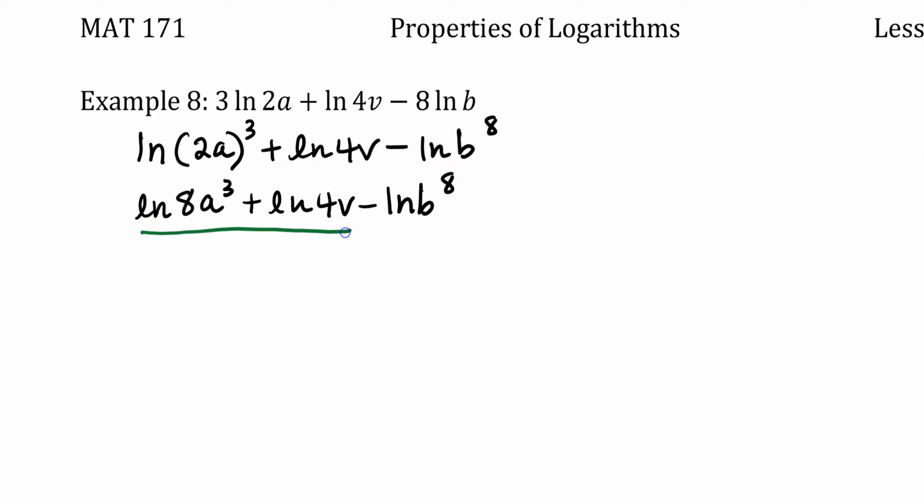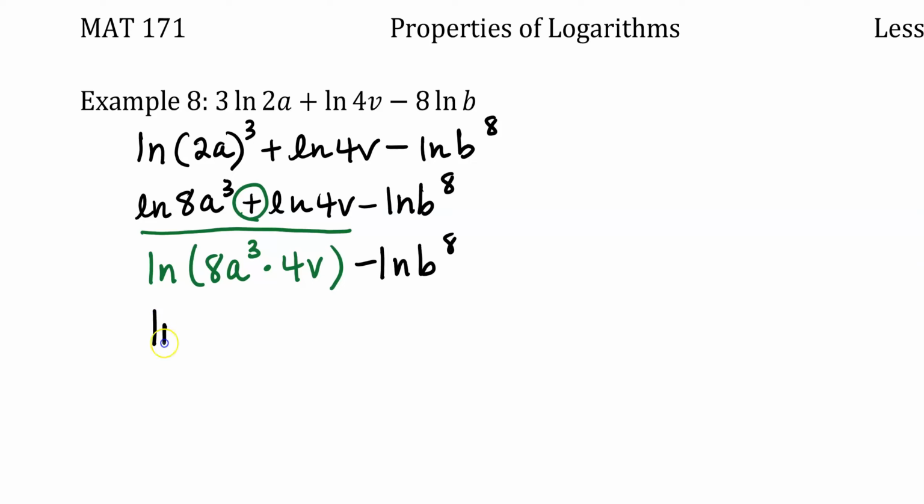We'll begin by using the product rule to condense the first two logarithms, and we're using the product rule because these are added. We use the product rule when we're adding logarithms. So we have natural log of 8a to the 3rd multiplied by 4v. And I'll go ahead and bring down that last logarithm. Before I condense any further, I'll simplify what's inside our first log. 8 times 4 is 32. So we have 32a to the 3rd v. And then we're still subtracting natural log of b to the 8th.